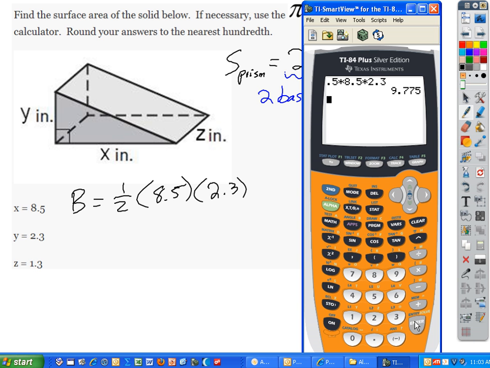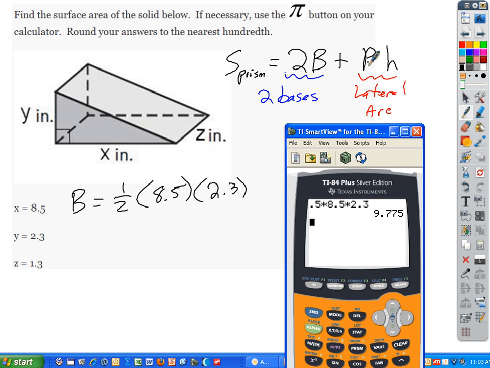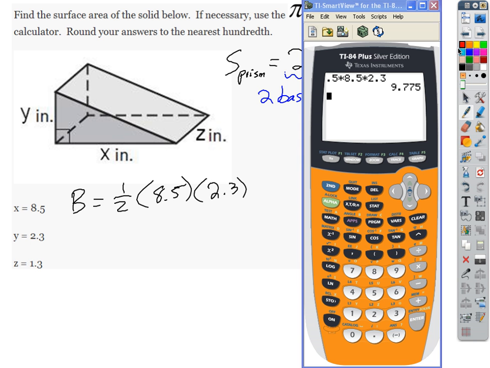Okay, what about, it looks like we need perimeter. Well, perimeter is just going to be the distance all the way around this thing, right? So for perimeter, there's that side, which is x, so that's 8.5, plus that side, y, which is 2.3. But what about that side? What's the length of that one? It's not given to us directly.